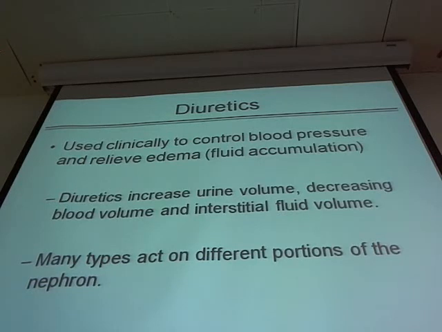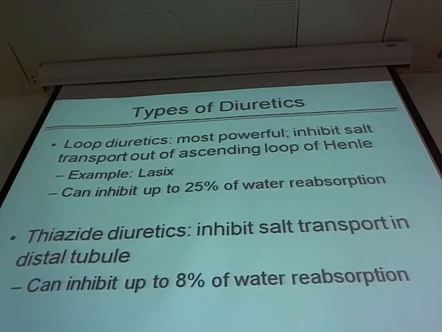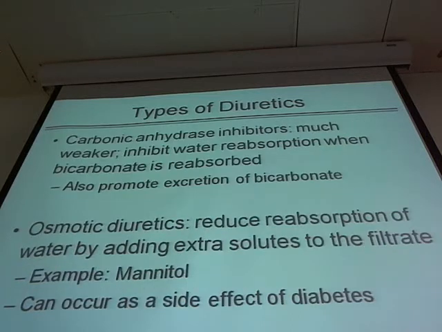Diuretics increase urine volume, decreasing blood volume and interstitial fluid volume. If the interstitial fluid volume goes up, it's going back into the blood. Diuretics keep the water from going out into the interstitial fluid. Loop diuretics, Lasix. So, we're done with this chapter. You have two different types, loop and thiazide.